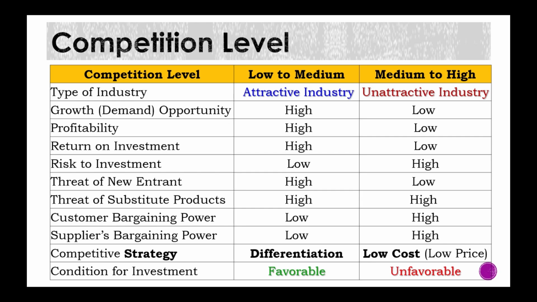If we look at the characteristics of an unattractive industry, the demand conditions or growth is negative, that is, there will be low return on investment, which also affects the profitability, and there will also be a high risk to the investment. The threat of new entrants will be low because the demand condition is going down, but the threat of substitute products will be high, resulting in high bargaining power of customers and suppliers.